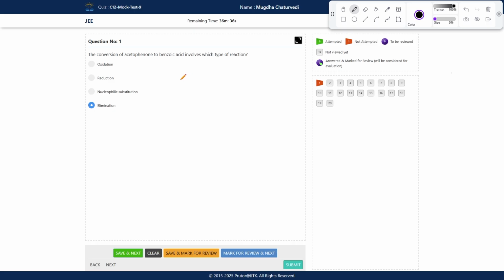So let us begin with the first question. First of all, see what this question is saying. It is the conversion of acetophenone to benzoic acid. So here we have acetophenone, and we have to see its conversion to benzoic acid. The one with the COOH group is benzoic acid.